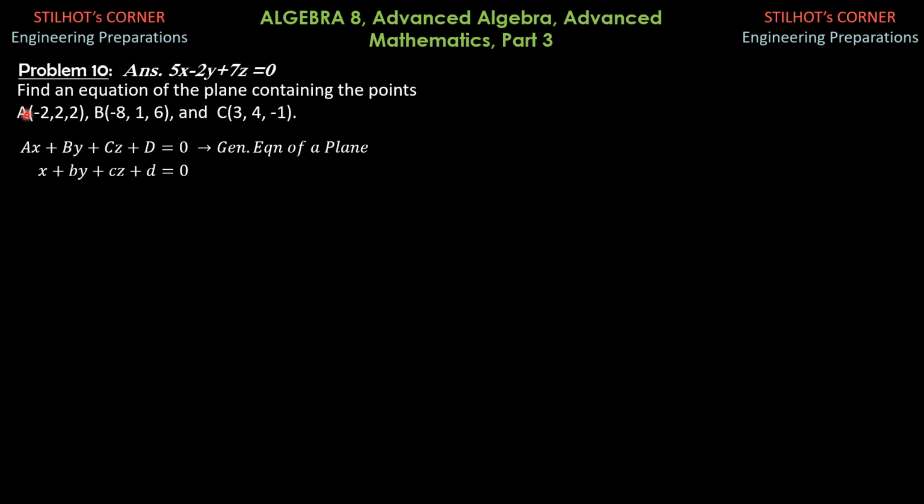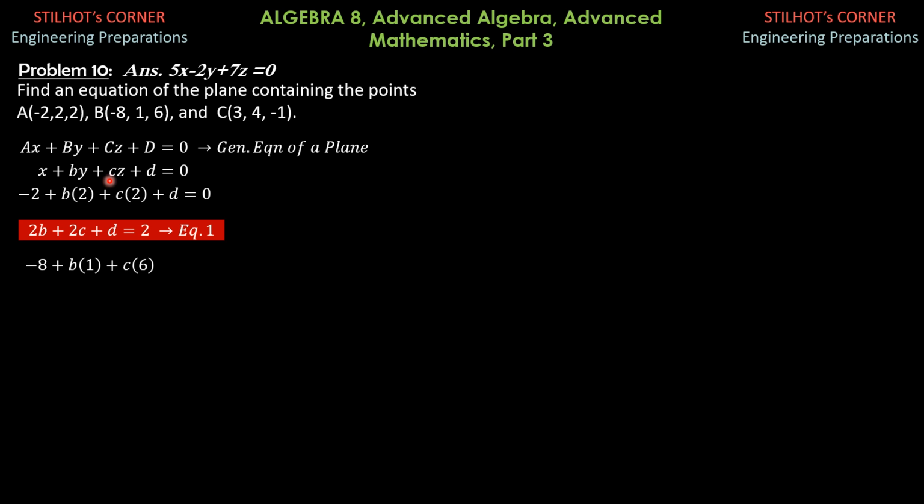So first at negative 2, 2, 2. So negative 2 plus b times 2 plus c times 2 plus d equals 0. Simplifying, this is 2b plus 2c plus d equals positive 2, call that equation 1. Next, at negative 8, 1, and 6. So negative 8 plus 1b plus c times 6 plus d equals 0. Simplifying, b plus 6c plus d equals 8, equation 2.